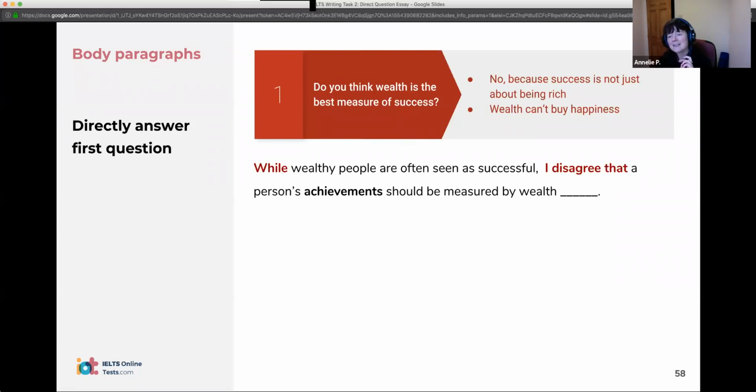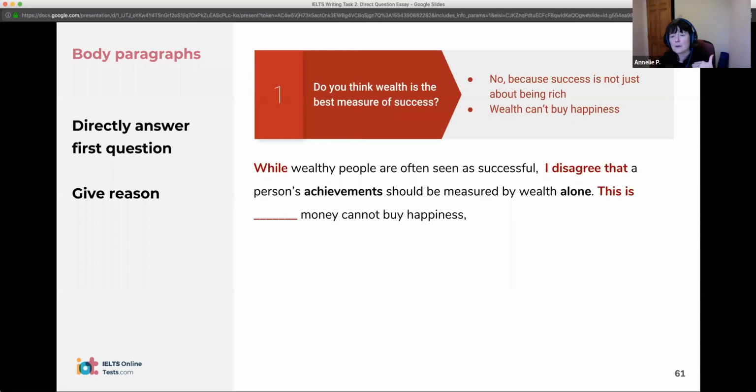Any ideas? Yeah, okay. Oh, Mohammed, very good, very good. And Anybukum, very, very nice use of the phrases there. Yeah, measured by wealth alone. Very good structure, very high level structure to use there. Okay, good stuff. So we've answered the question. Now we need to give our supporting evidence. First of all, we're going to explain why we think that's the case. Okay, so what's the linking phrase we can use to introduce a reason?